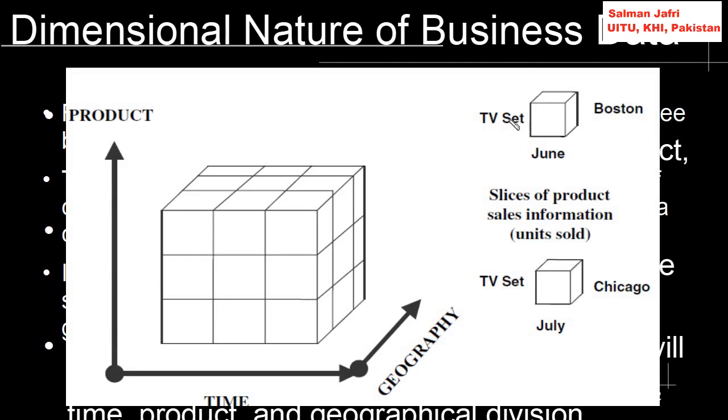So for example, for the TV set, for June, and when we move to this dimension we can have the sales for Boston, right? And for example, if TV set, July, and we move further down we might have Chicago and so on.